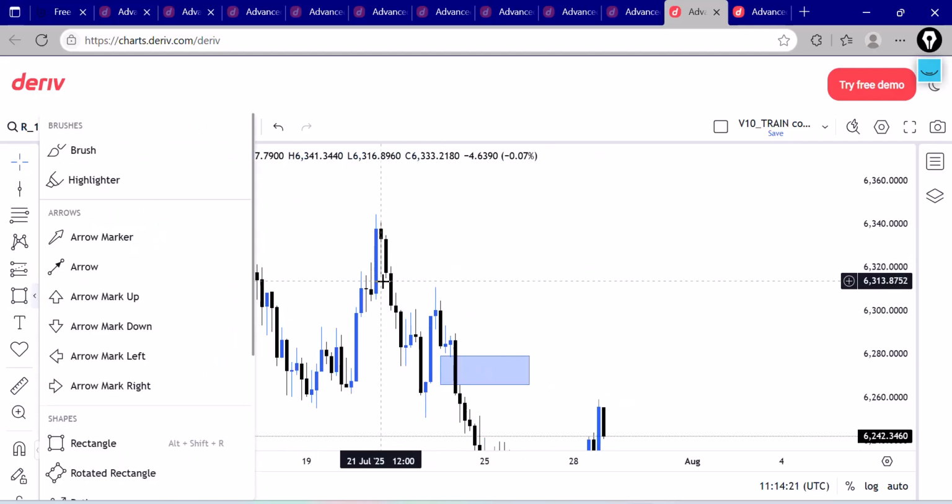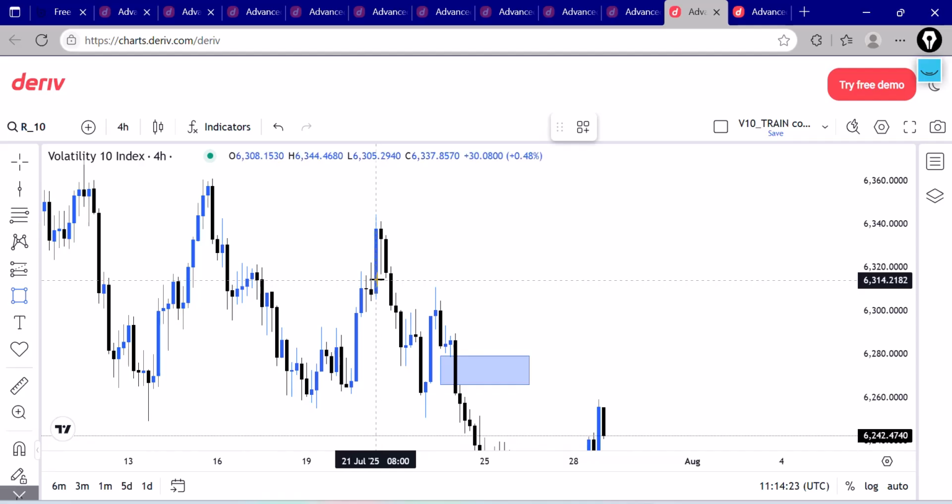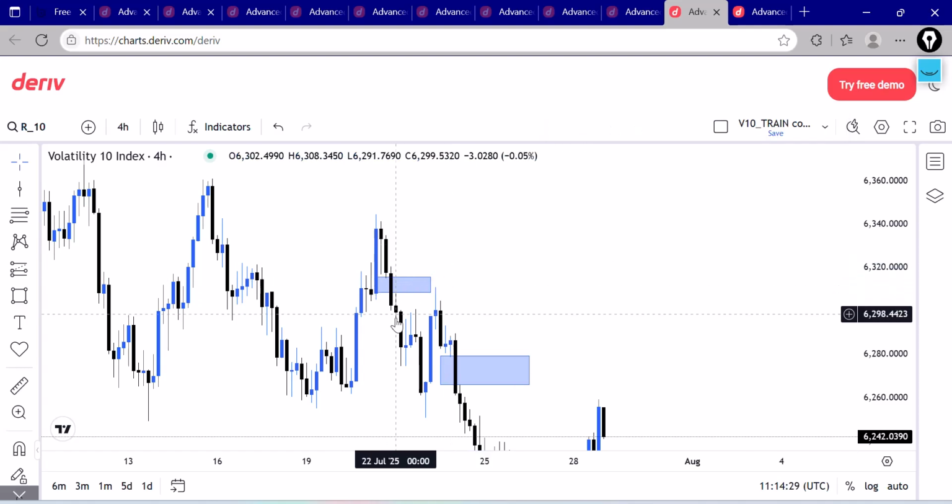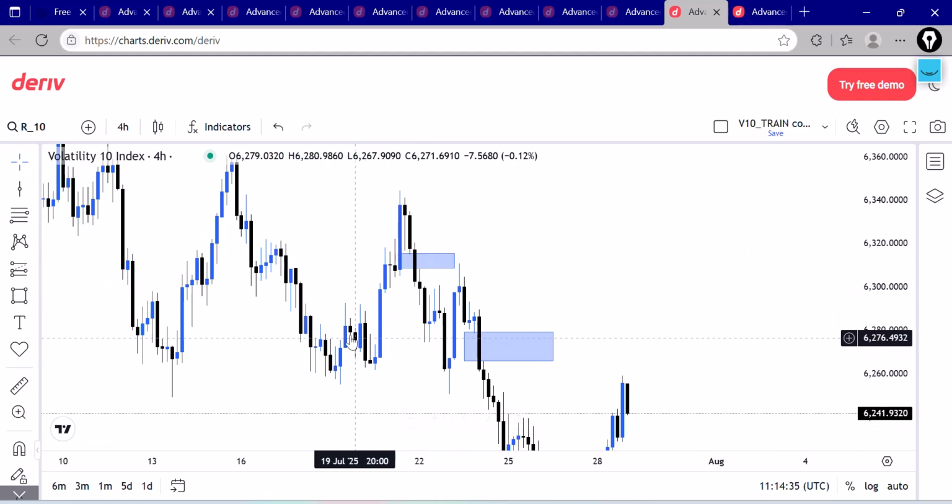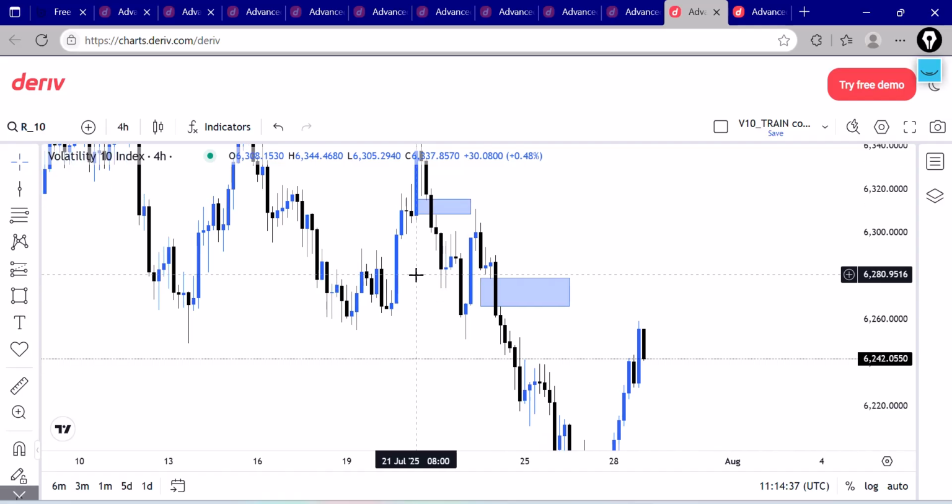This gap here is what we call imbalance or price inefficiency. You see, there was this gap here. Price was not traded. There was a gap here. It was not traded efficiently. Okay, so that's a fair value gap.